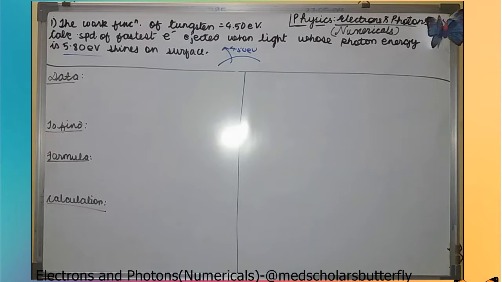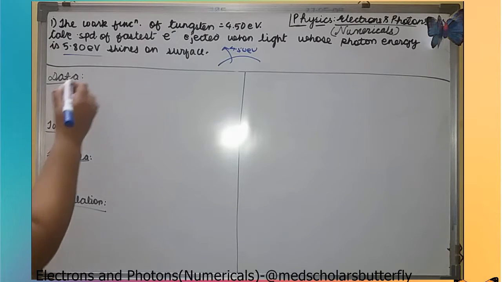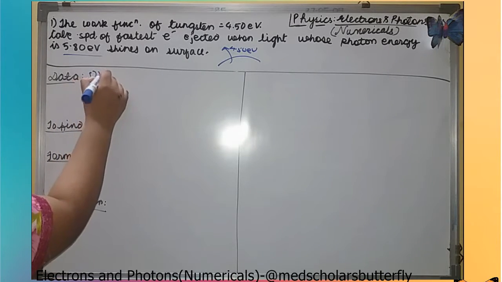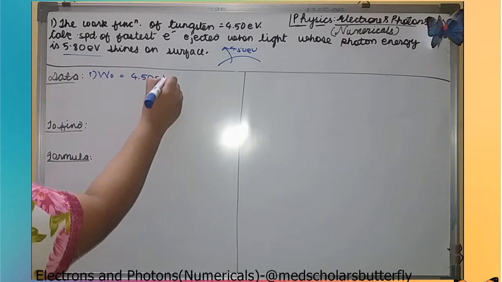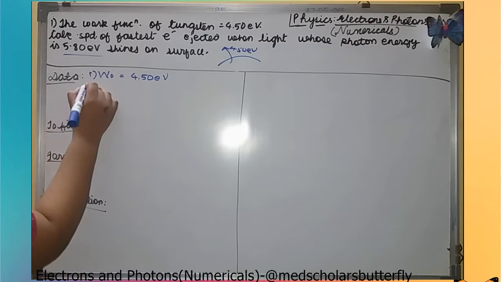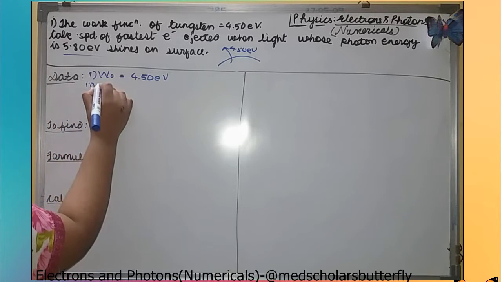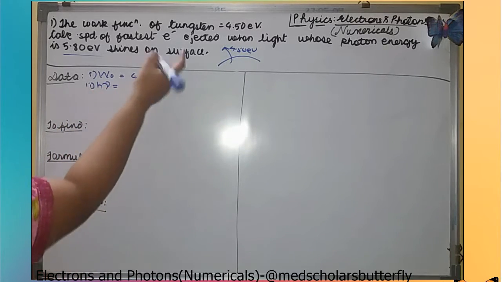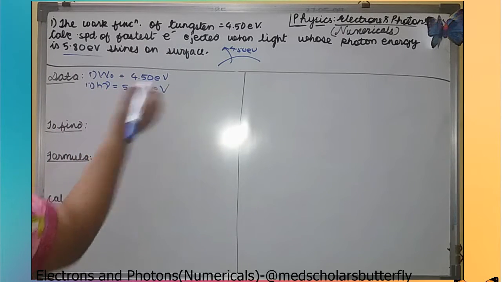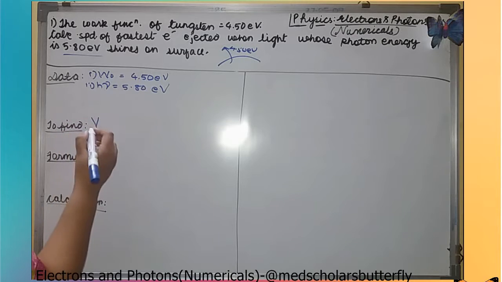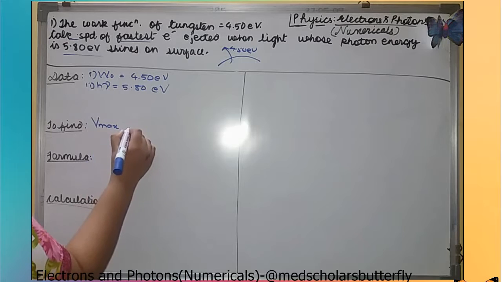First, let us write down the data given to us. Work function is W0, which is 4.50 electron volt. Then the photon energy is given as 5.80. We have to find the maximum velocity, the speed of the fastest electron, which is Vmax.